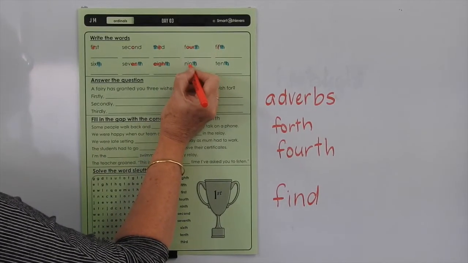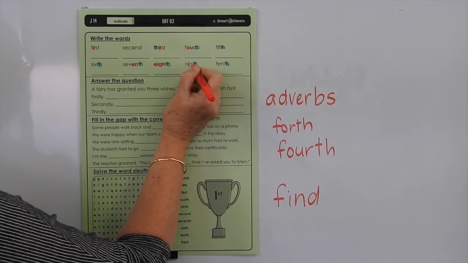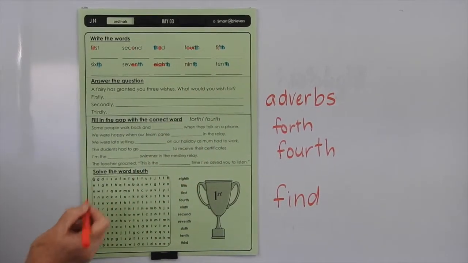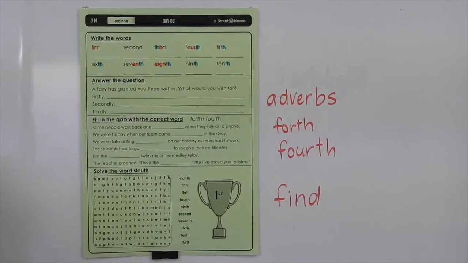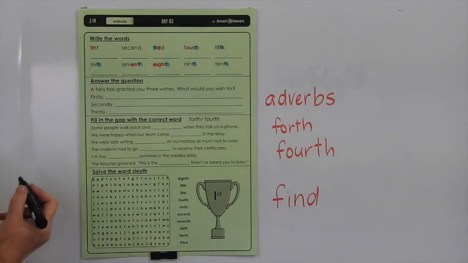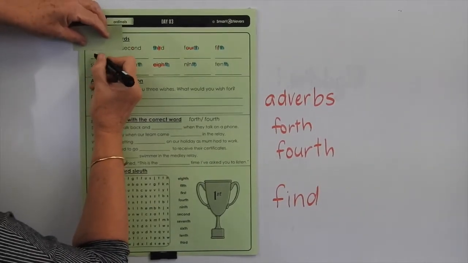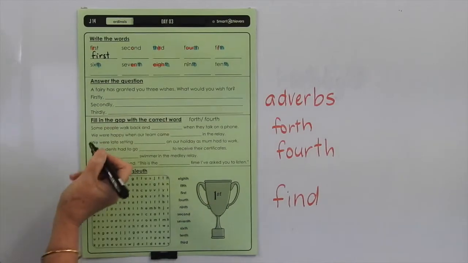In ninth, you've got the I here. Just remember to take out the E there. And in tenth, you've just got the base word ten to remember there. So these ones are quite easy for us to do a read, sound, spell, cover, write, check. Let's go. First, F-I-R-S-T, cover it and write it. You can do the rest of them on your own.